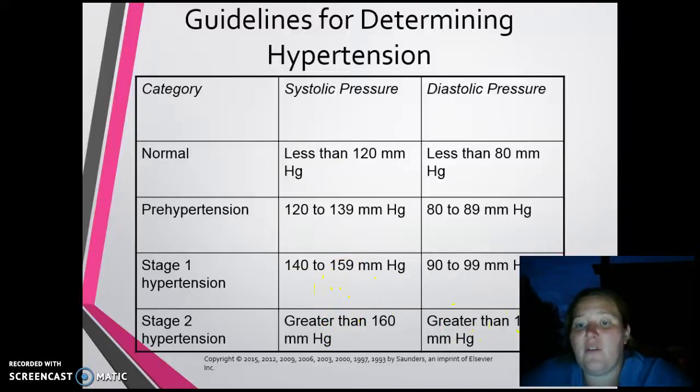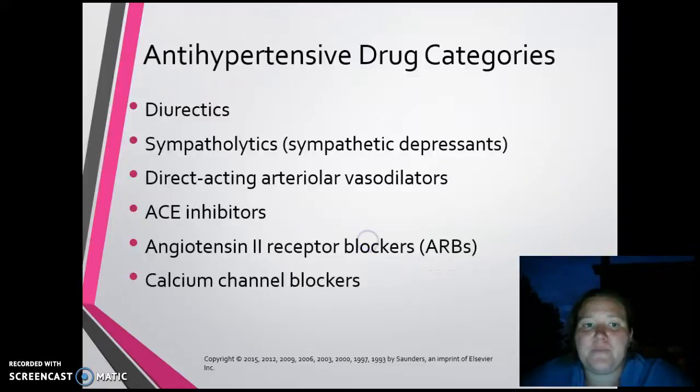Look down here for your diastolic pressure, 100 or more. And when people are in that range, you know, it's time to get a little bit nervous, because for those patients, their heart has got way too much pressure being put on it. So you've got different categories: diuretics, which we just talked about, sympatholytics, direct acting, ACE inhibitors, angiotensin II receptor blockers, and calcium channel blockers.